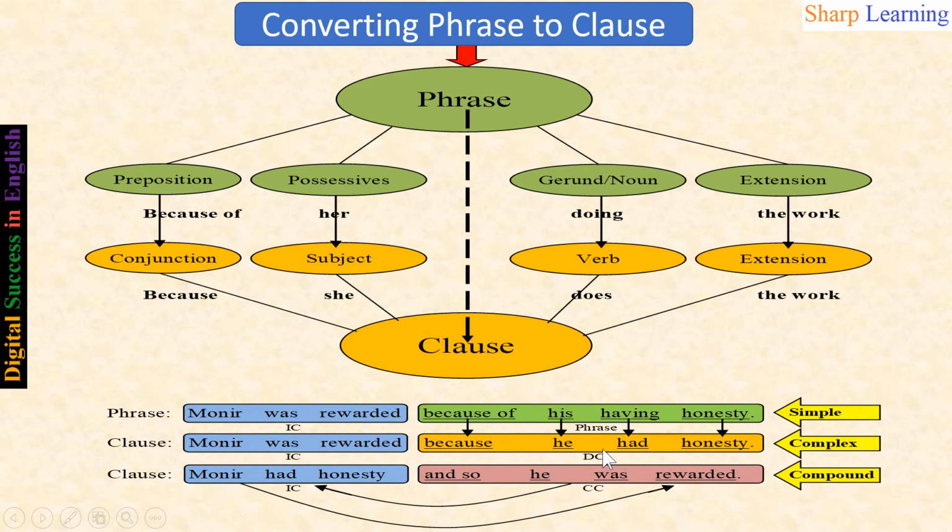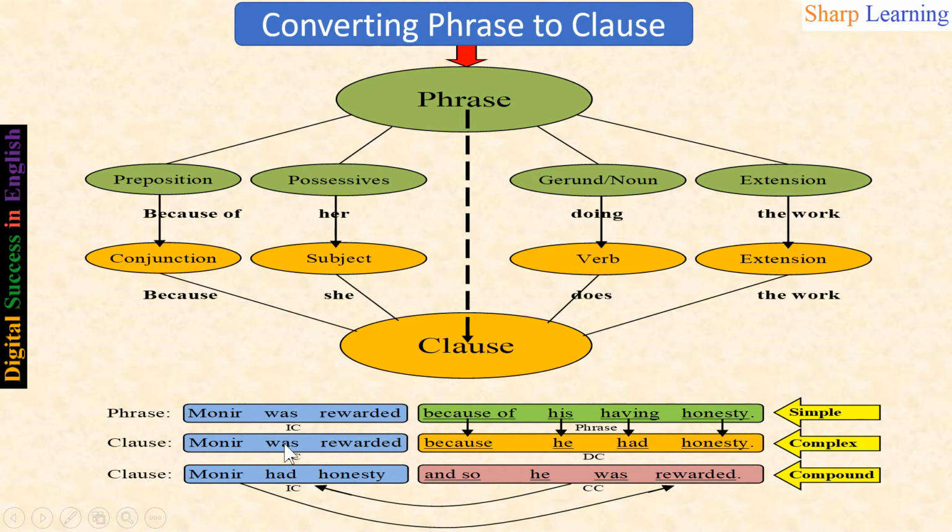See here, we have made a DC from the phrase. From "because of", we have taken "because". From "his", we have taken "he". From "having", we have taken the verb "had". Why is it past tense? Why is it not "has"? Because the independent clause is in past tense. That is why in the new clause we have made it past tense.